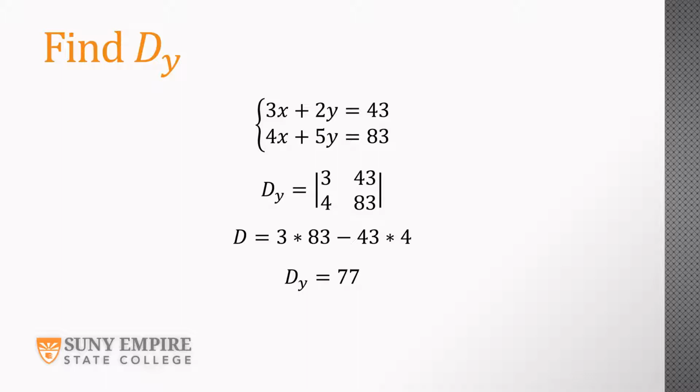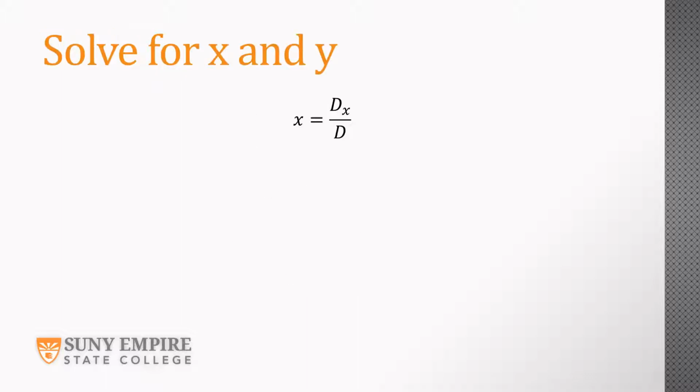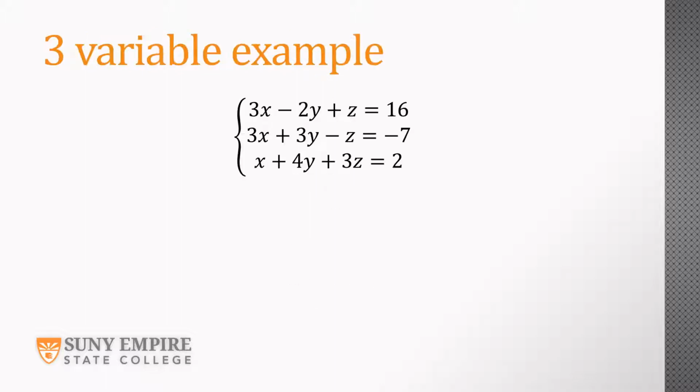which equals 77. To solve for x, we divide d sub x by d. This is 49 divided by 7. X equals 7. To solve for y, we divide d sub y by d. We have 77 divided by 7. Y equals 11. What if we have three variables?